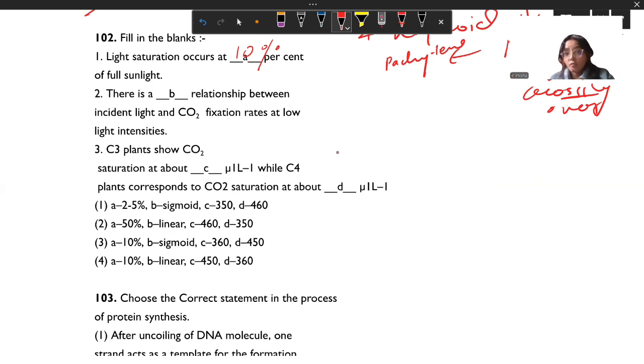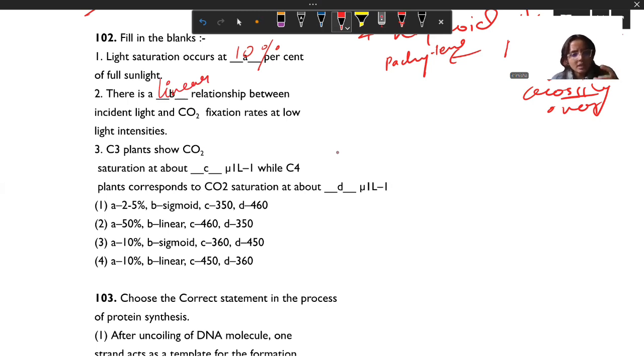So if a plant is receiving, let's suppose, 1% light, then the rate of carbon dioxide fixation also will be 1%. That is, the rate of photosynthesis also will be 1%. So there is a linear relationship between incident light and carbon dioxide fixation at low light intensities. I hope that is clear. So this is linear here, which means it is directly proportional. Now, what is the third option saying?